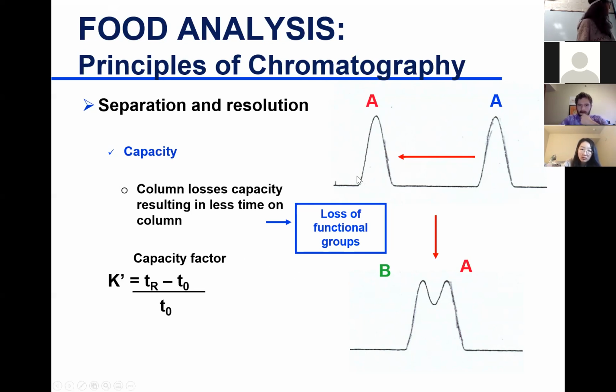So this compound here, A, instead of coming out, let's say in X minutes, say 10 minutes, starts to come out at 8. So you have less time spent on the column. With that, if it's coming out sooner, then it's going to potentially overlap with another component that used to come out at that retention time. So I really reduce the capacity of the column. That way, over time, over usage, my retention time becomes shorter.